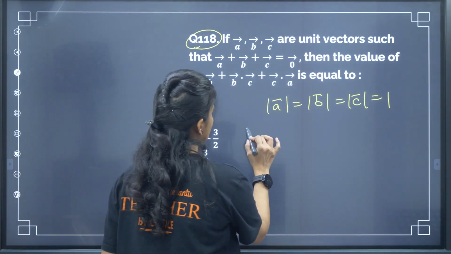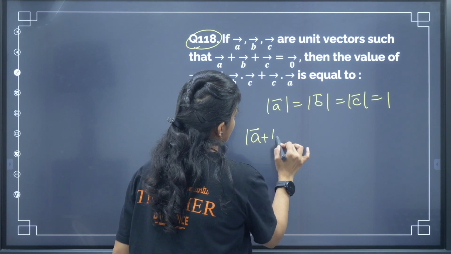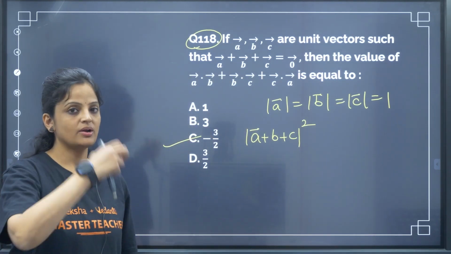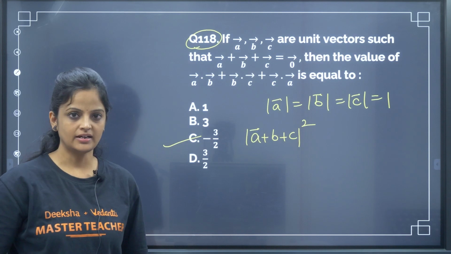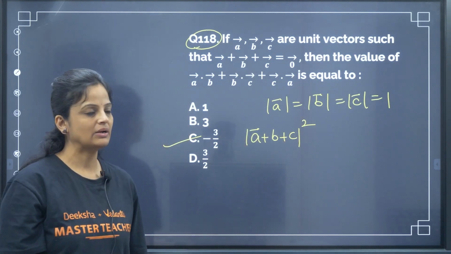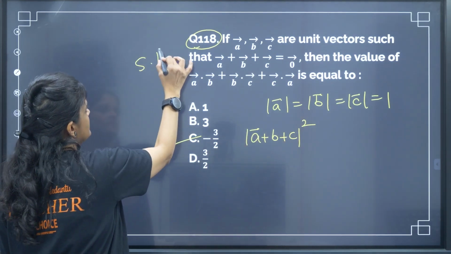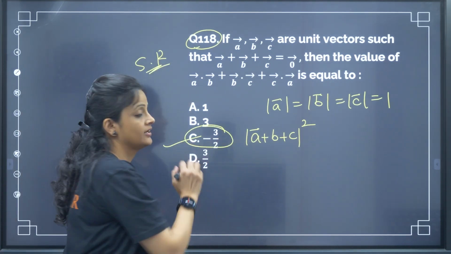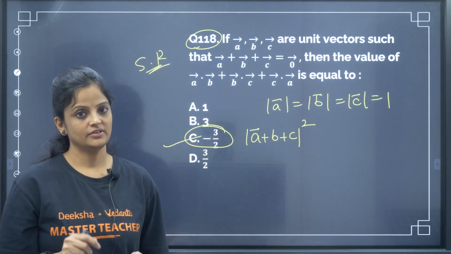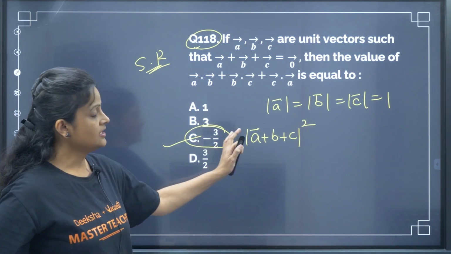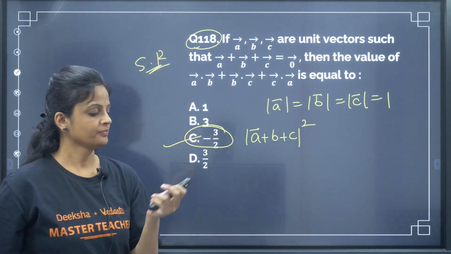If you want to do it, then use the formula (a plus b plus c) whole square is equal to a square plus b square plus c square plus 2ab plus 2bc plus 2ca. That is not required, because anyway it is a standard result, so don't waste your time doing that. Okay, at this stage when we are very near to the exams, standard results will help you.